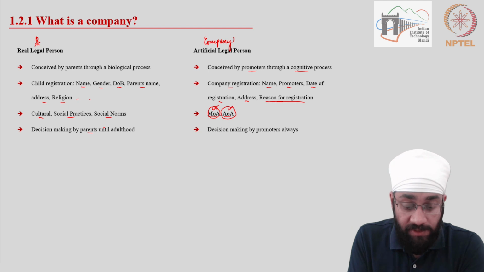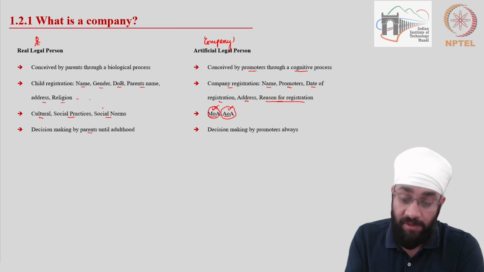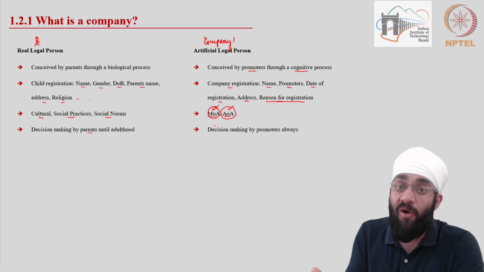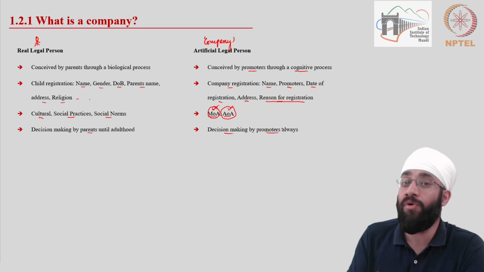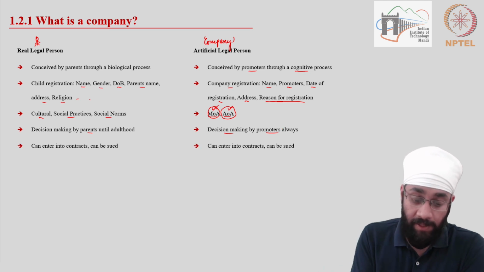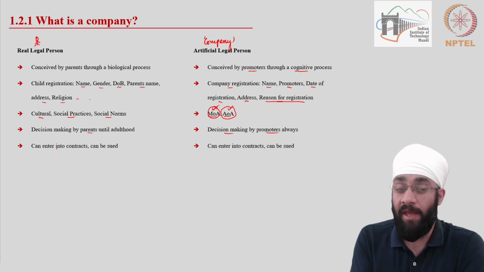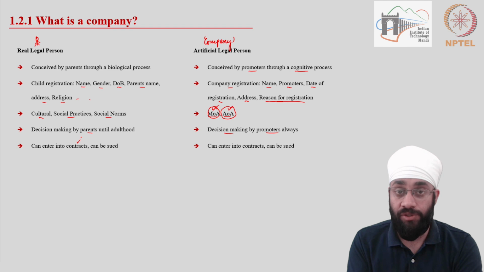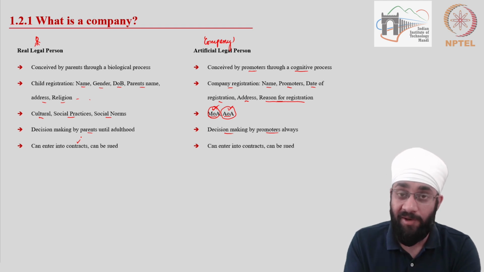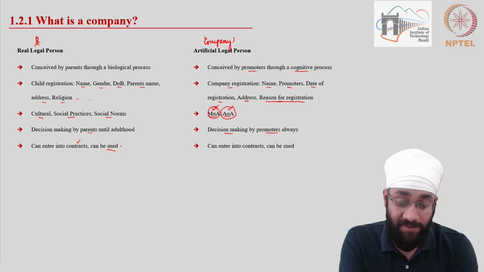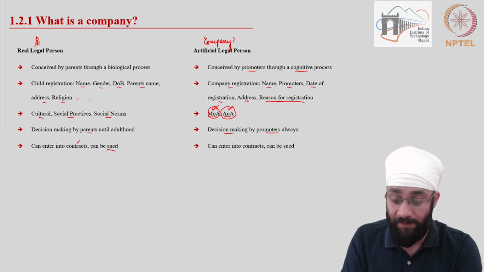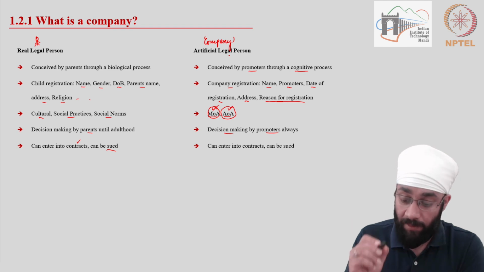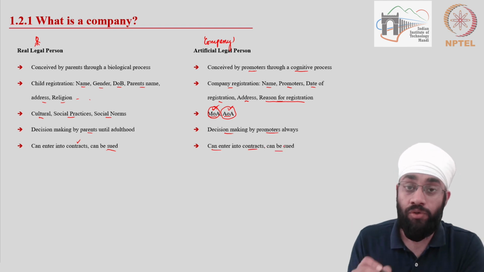Decision making is done by parents until the time the real person is a minor. In case of a company, you never call a company an adult or a minor. The decision making is done by the promoters always, and there are more decision making bodies which I'll talk about in a bit. This individual, once becomes an adult, can enter into legal contracts, can enter into transactions, can start a business, can take admission in a school and college and so on. The person can be sued if this person does not follow the rules and regulations of the land, or if he violates any cultural or social norms according to the laws of the land. Similarly, an artificial legal person, the company, can also enter into contracts and can be sued, right?